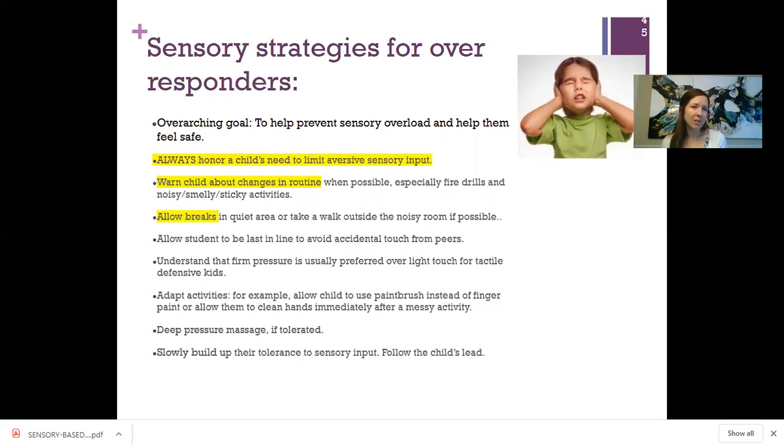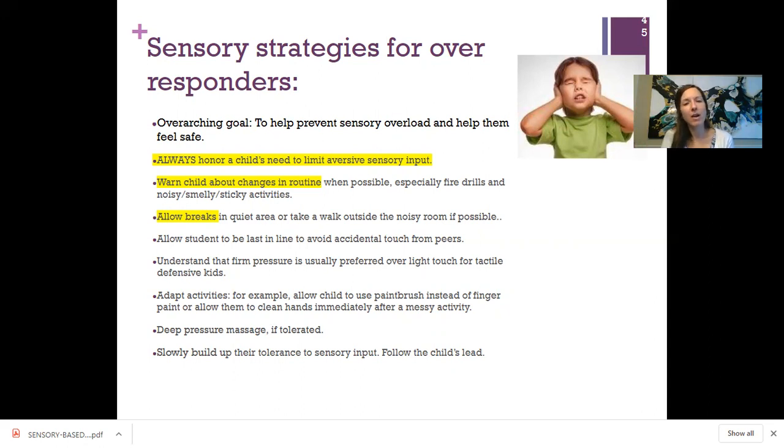Other smaller strategies: sometimes kids don't like to be touched, and that unexpected touch is too much for them. So if they're last in line, they can see all the kids in front of them, and no one's going to touch them from behind. That could be a strategy to use. Understand that firm pressure is usually preferred over light touch. So you don't really want to tap a kid lightly on the shoulder from behind if they're an over-responder, because that might feel really unpleasant for them. You would want to come from the front and probably not touch them at all. But if you need to touch them, use firm pressure.